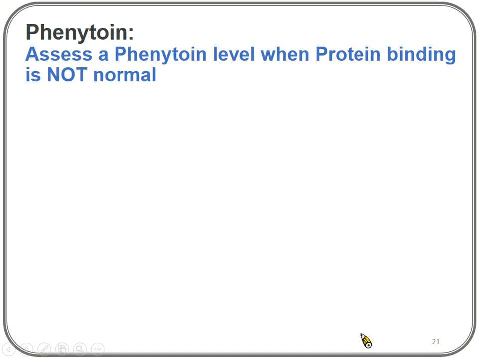And another important scenario, maybe the most important thing of the whole section today, is to assess a phenytoin level when the protein binding is not normal. So what is the normal protein binding? If you still remember, the normal range of the protein binding of phenytoin is 90%.